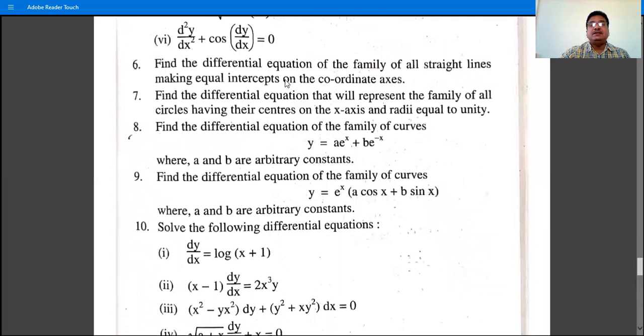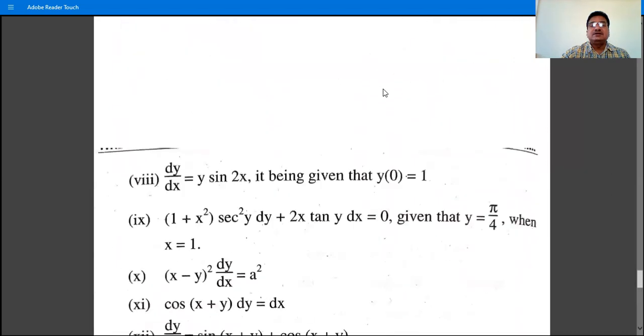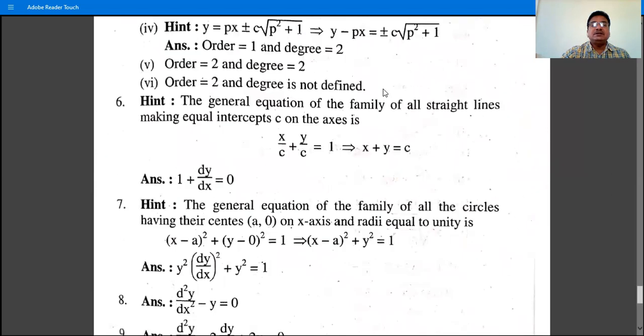Then example: find the differential equation of the family of all straight lines making equal intercept on the coordinate axes. So, what is the equation? The general equation of the family of all straight lines making equal intercept c on the axes is x by c plus y by c is equal to 1. That is x plus y is equal to c.